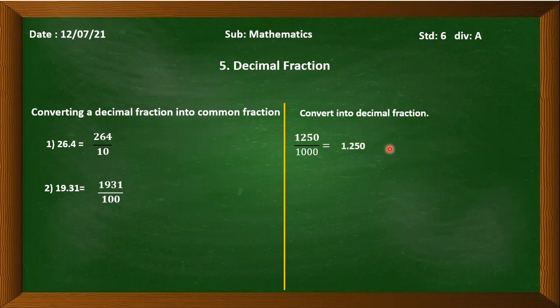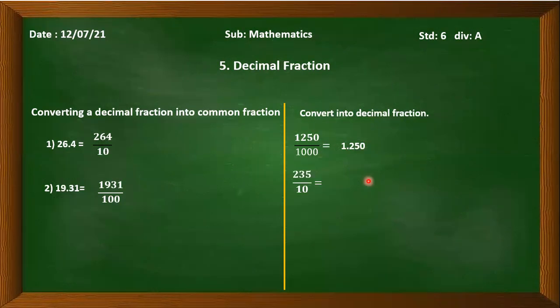1.250. Very good. So you can see there are three zeros. That's why we have counted from the right side, that is 1, 2, 3, and gave the decimal point after 1. So after the decimal point, there are three digits here.